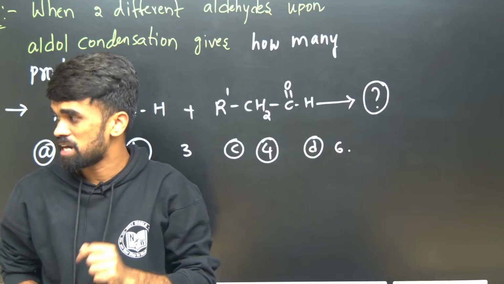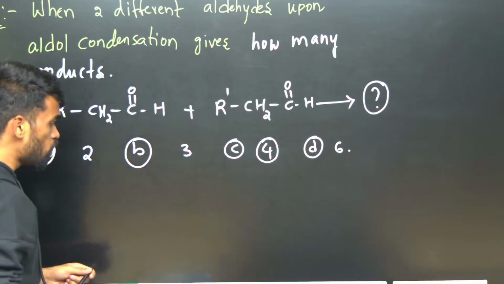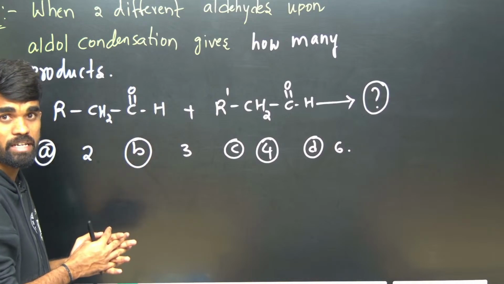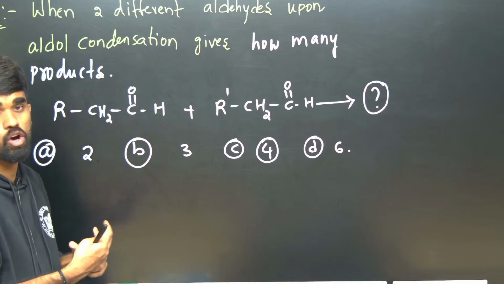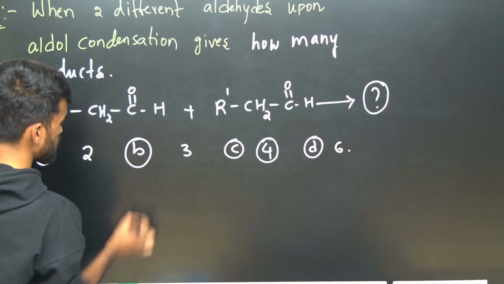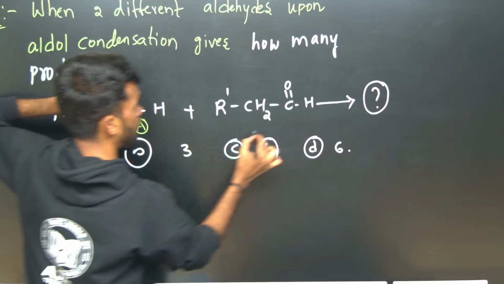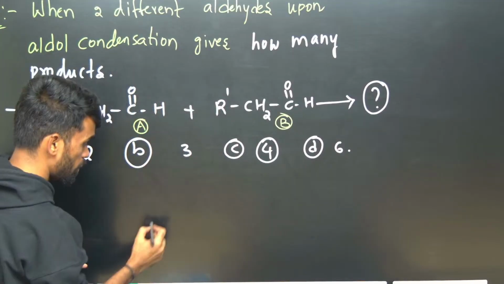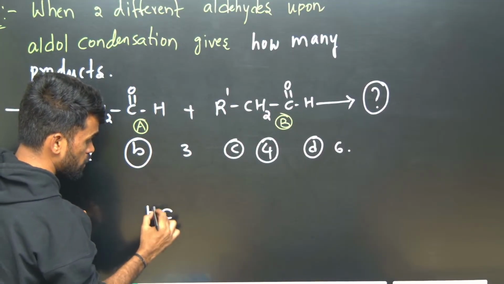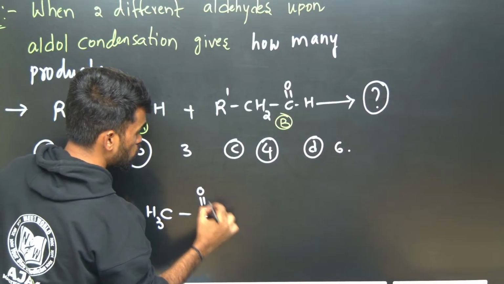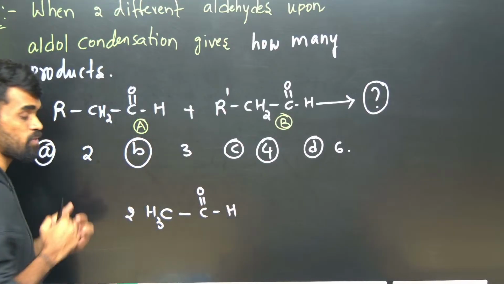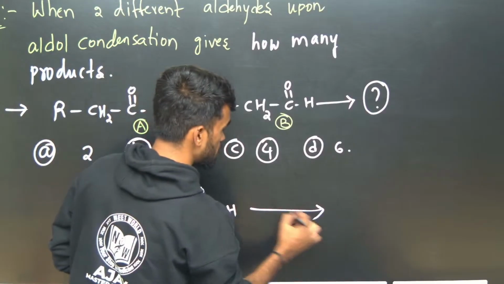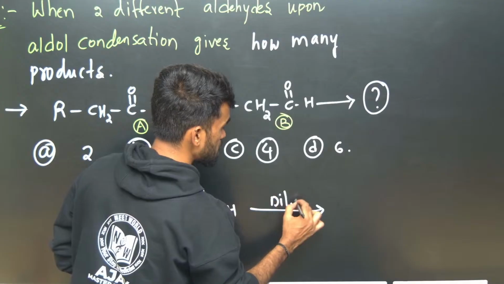So how can we answer this? We know aldol condensation; here it is a cross aldol product, so we can get different types of products. How can we estimate how many products? I am calling this substrate A and this substrate B. When we studied aldol condensation using acetaldehyde, I told you we have to take 2 moles of aldehyde or 2 moles of carbonyl compound, and treat it with dilute base.